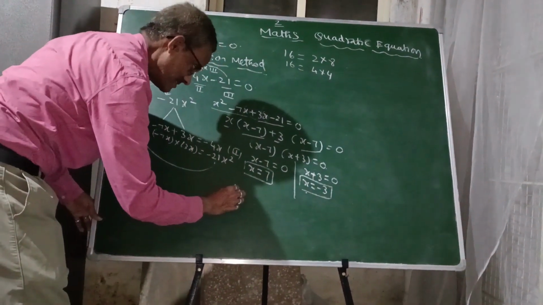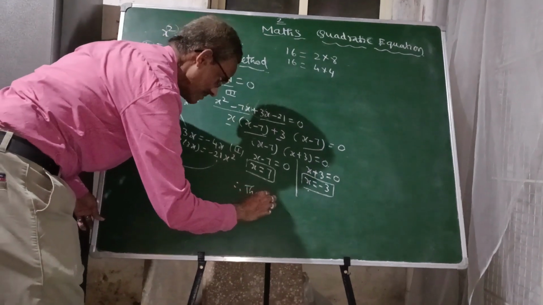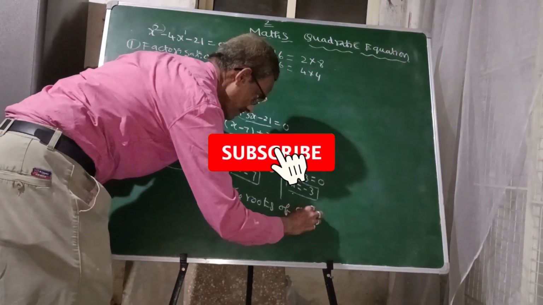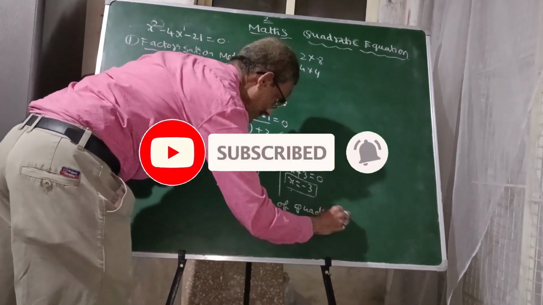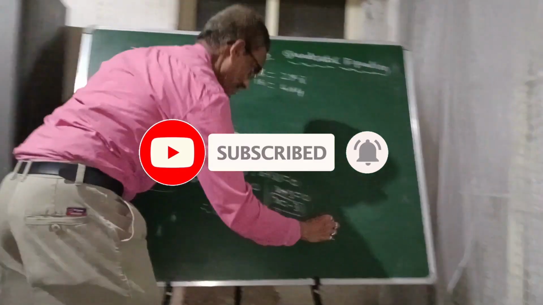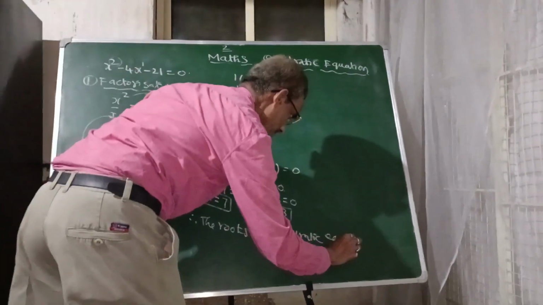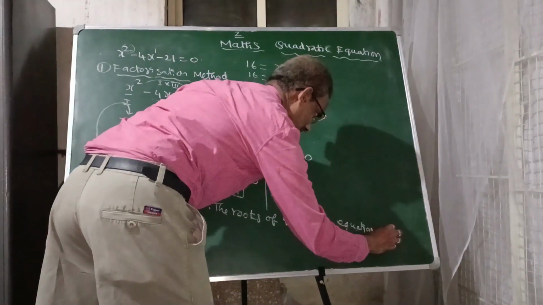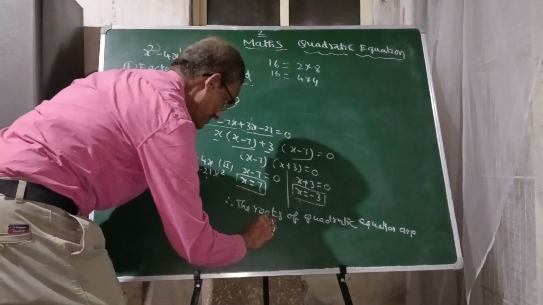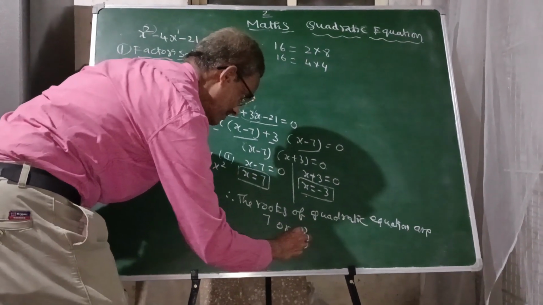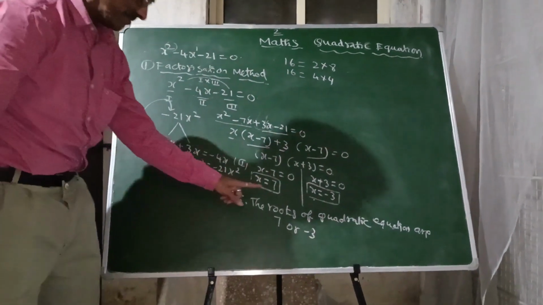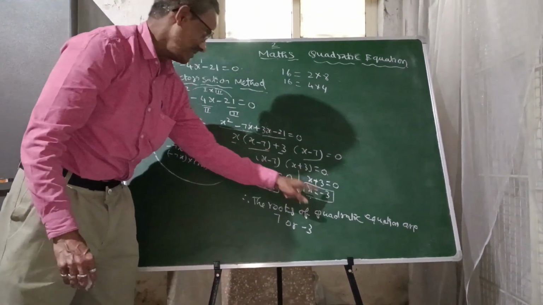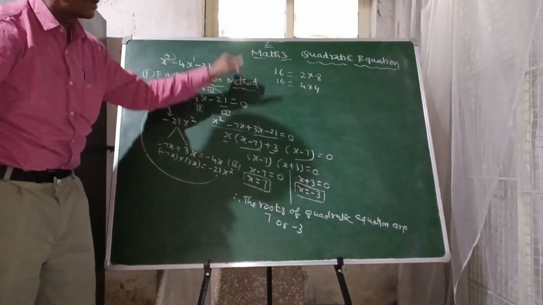Here what we found are the roots of the quadratic equation. Quadratic means power 2, that is a quadratic equation. We got the answers 7 or minus 3, and that is what we should write. Why I am writing minus 3 is, if we put x value as 7, we get 0, and if you put minus 3, then also you will get the final answer as 0.